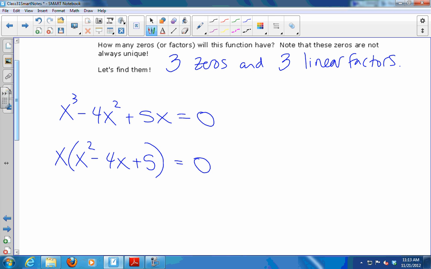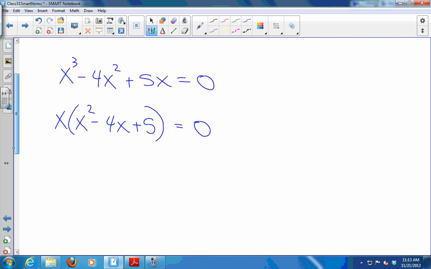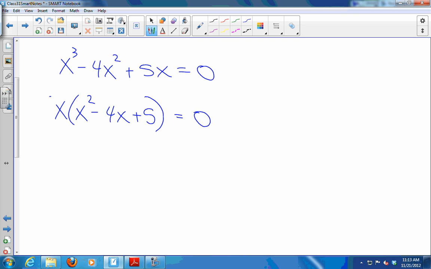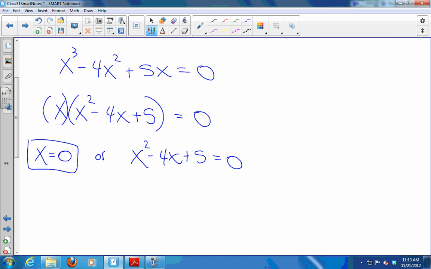-5 and +1. That won't, yeah, that's going to give me a -5 when I FOIL it out. I don't think it does. So what I've got is two things multiplied together, x and this quadratic, and the answer is 0. So either x has to be 0 or x squared minus 4x plus 5 has to be 0. So that's 1, 0. One of my zeros is 0.